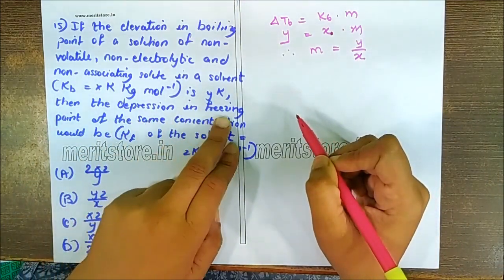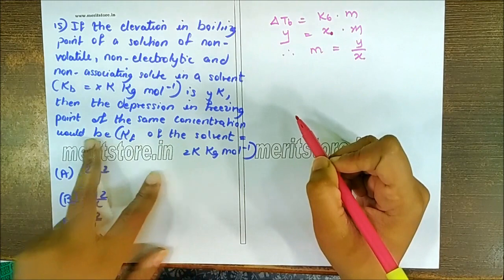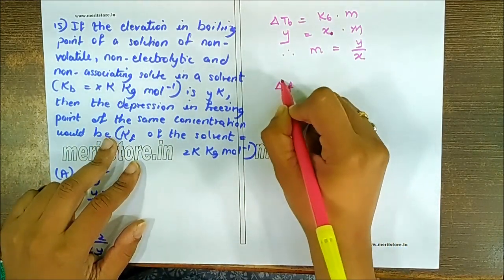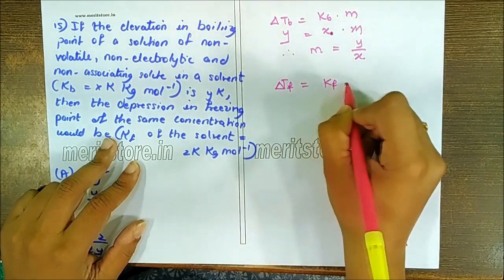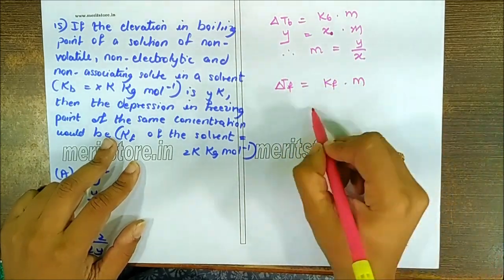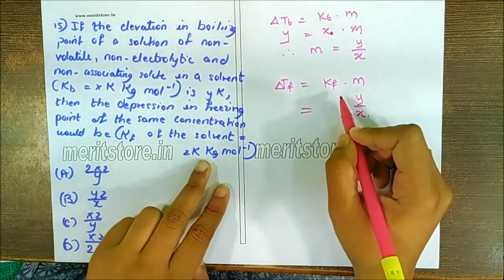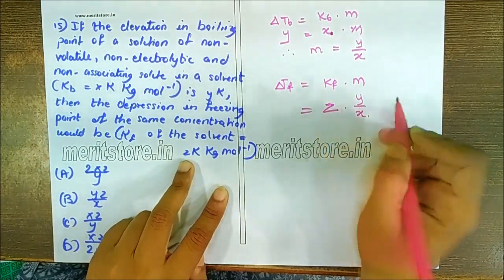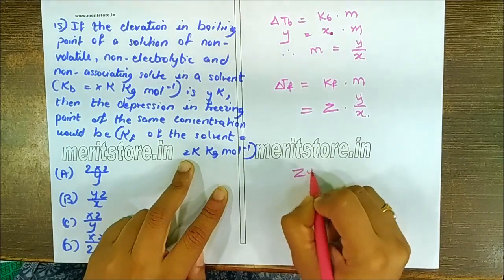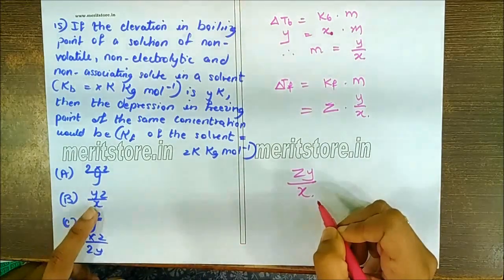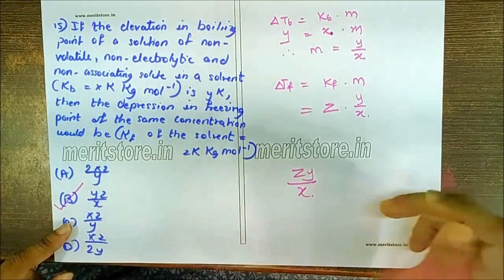Then the depression in freezing point of the same concentrated solution would be? Now the depression in freezing point delta Tf is equal to Kf into molality. It's the same solution, so the molality we can write the same: Y upon X. Kf is given as Z. So it should be Zy upon X. So we have Zy upon X. So the answer is B.